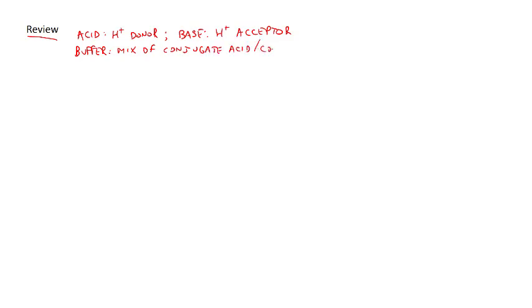So let's review a little bit of acid and base chemistry. We will define an acid in the Bronsted-Lowry definition as a proton donor and a base as a proton acceptor. And we're going to define a buffer as we already did on the last slide, which is a mixture of a conjugate acid-conjugate base pair.